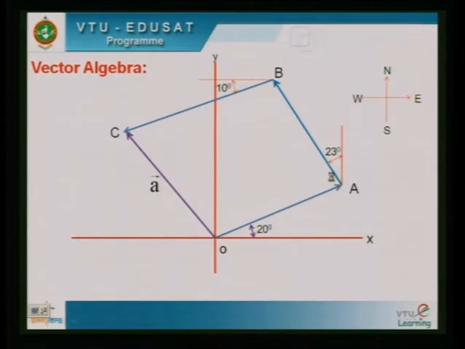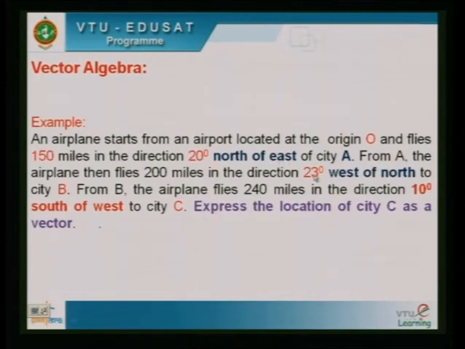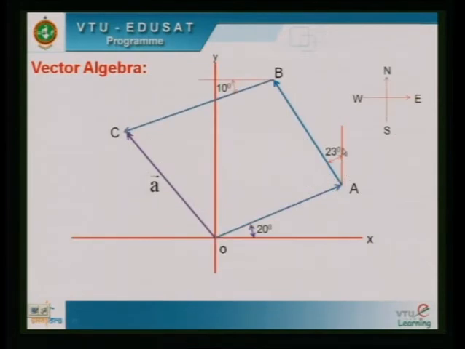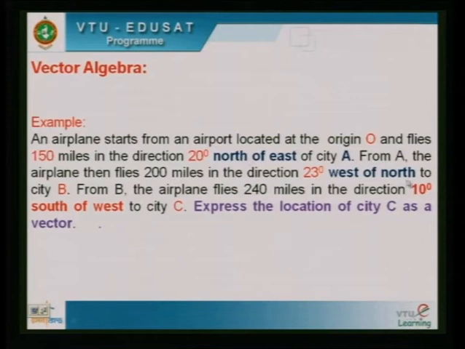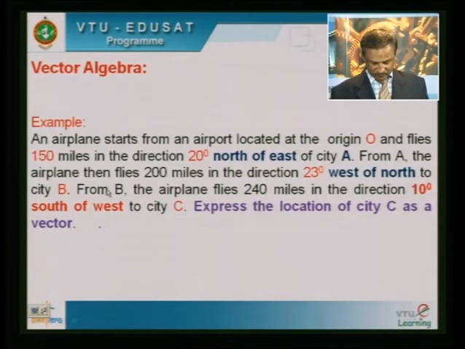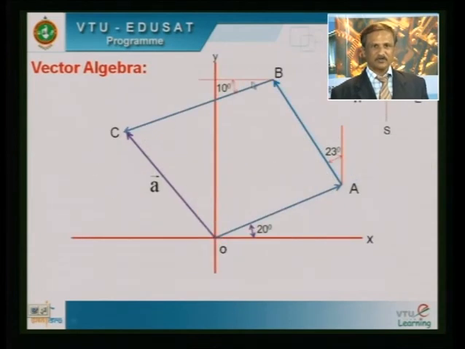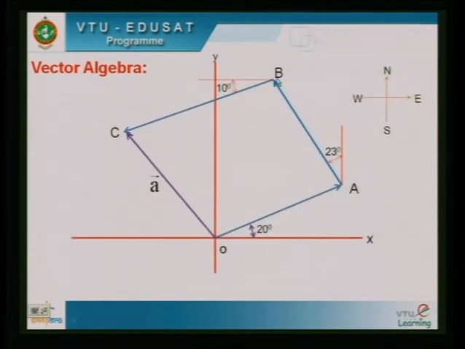Again, it will fly with 23 degrees west of north. You can make an angle of 20 degrees and it will reach city B. Finally, it will fly with some speed 10 degrees south of west. Here you make south of west 10 degrees, then it will fly from city B to city C.